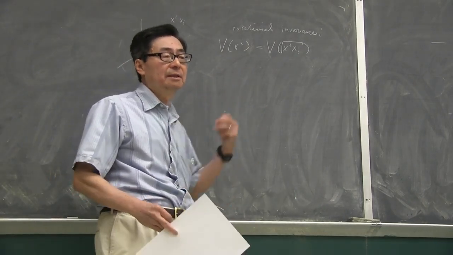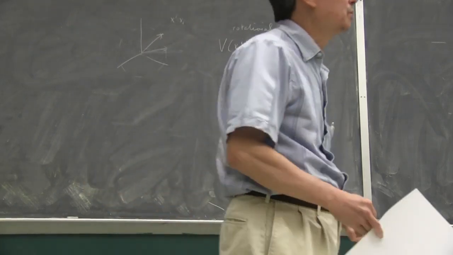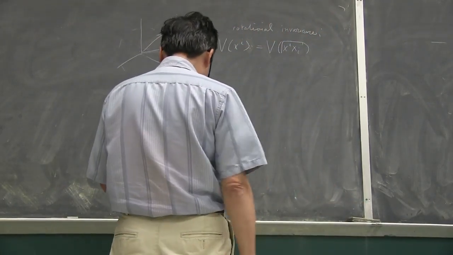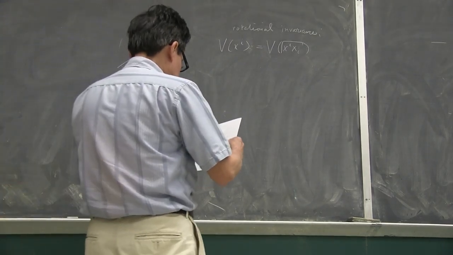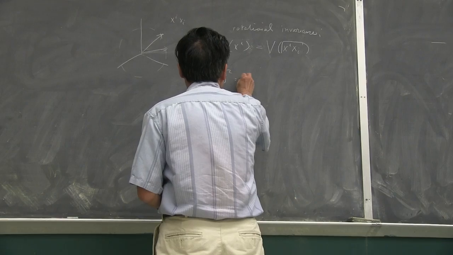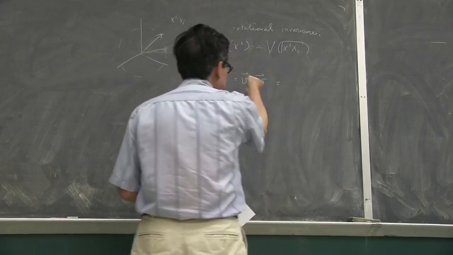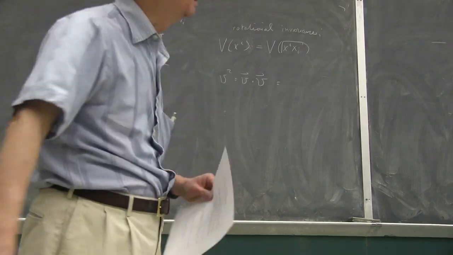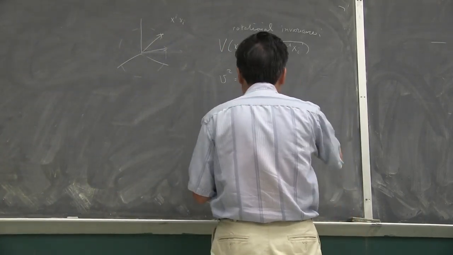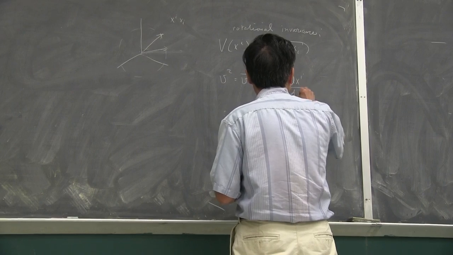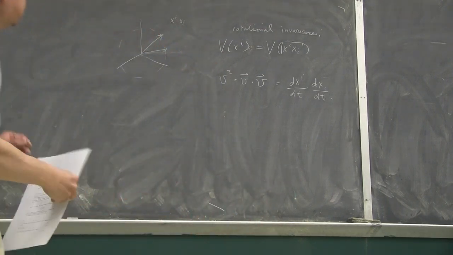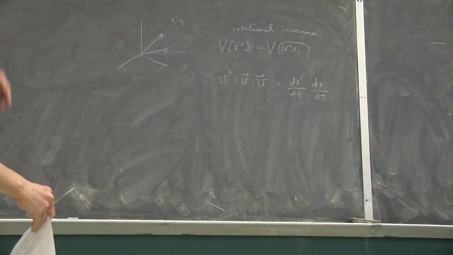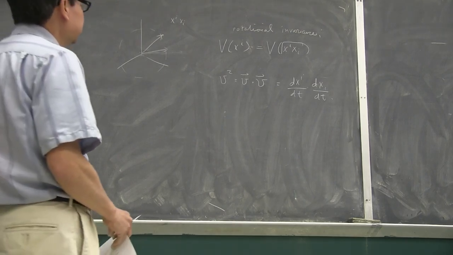The kinetic energy involves dxi/dt, so the kinetic energy doesn't change either, so the Lagrangian, which is the difference between the kinetic energy and the potential energy, is also rotationally invariant. In other words, v squared, which is v dot v, the factor going into the kinetic energy, is simply the sum over i of dxi/dt squared. So this is also rotationally invariant.